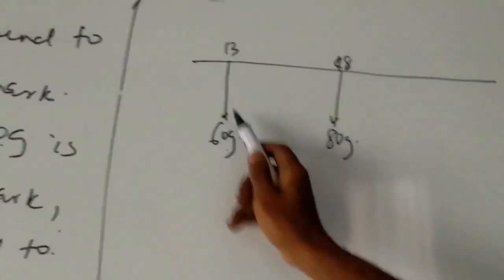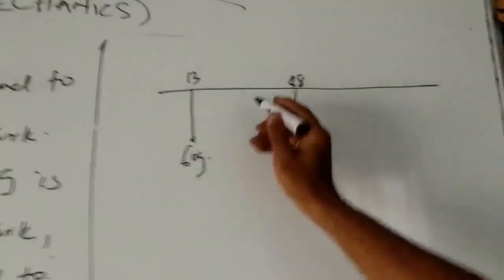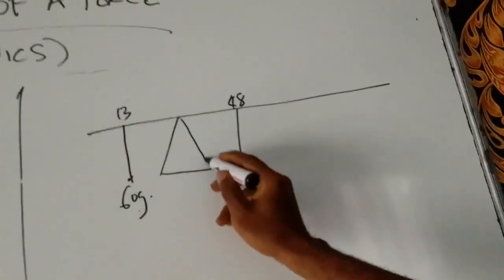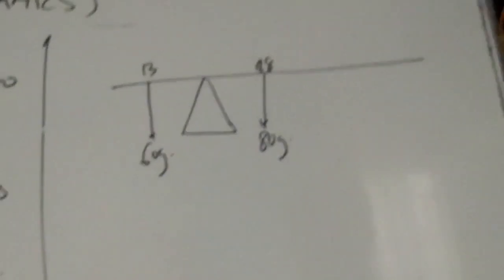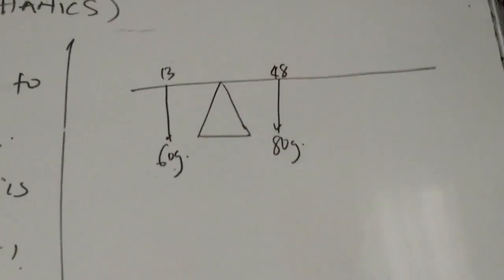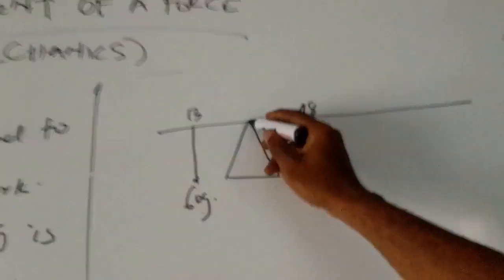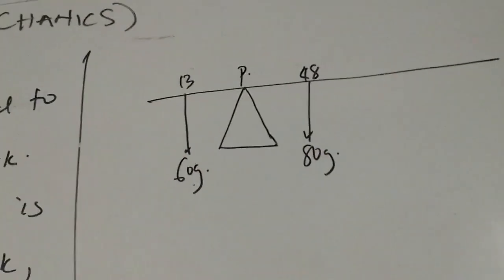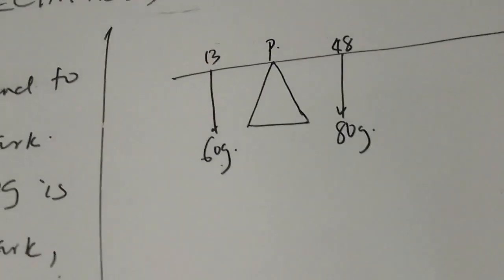So where will the meter rule balance? What do we do to solve this problem? Let's call this point P, the new balance point. Now, what do we do?